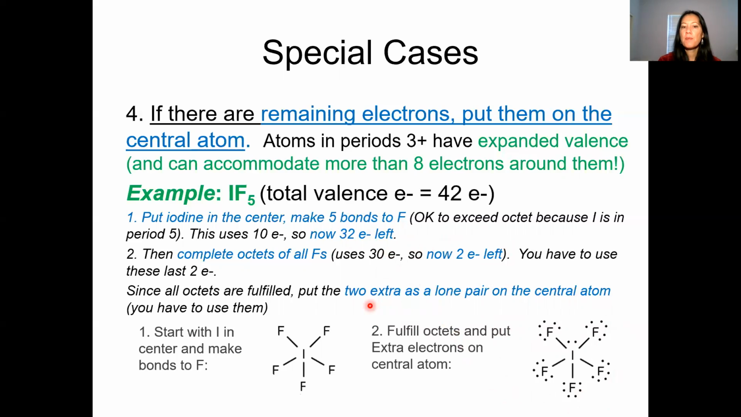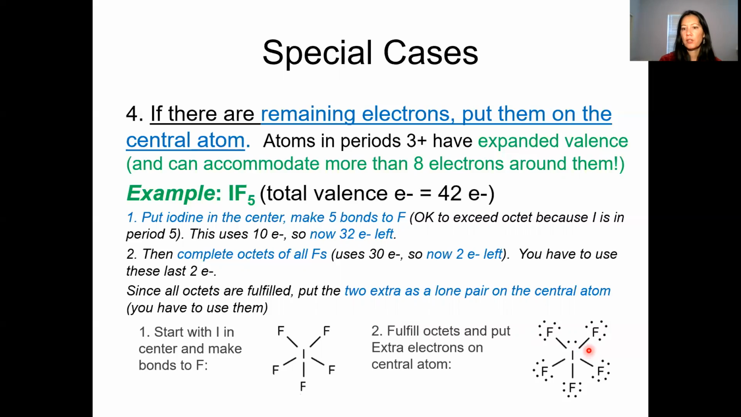When you're in that situation, put those extra electrons as a lone pair on the central atom. So this will only happen when you have an atom that can accommodate more than 8 electrons. So notice, don't separate the electrons.